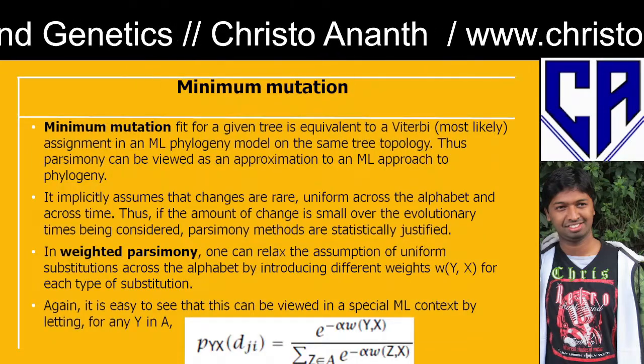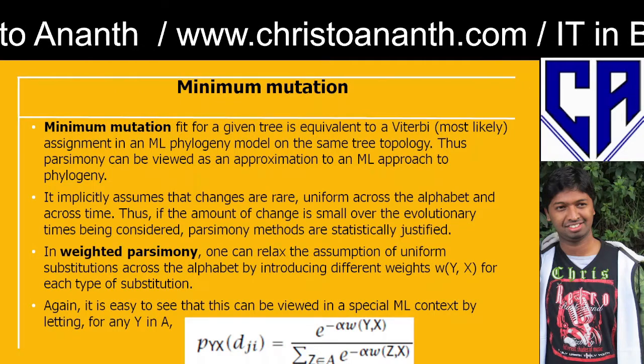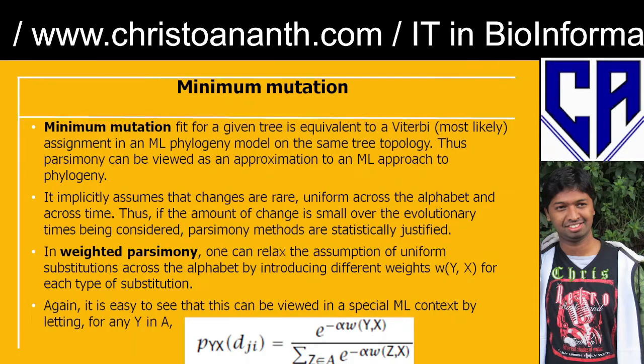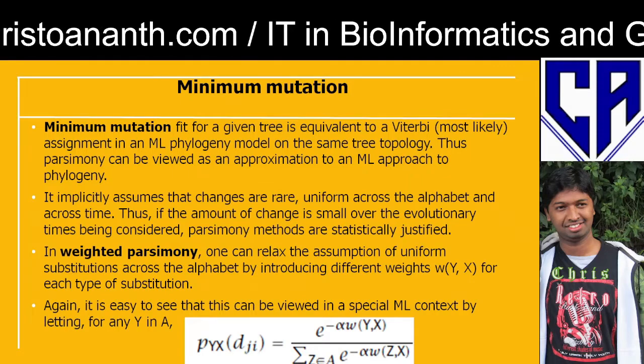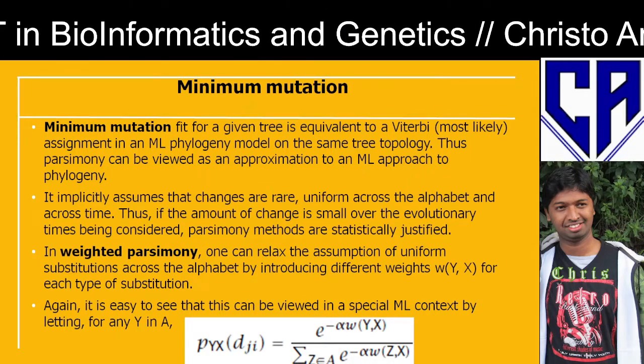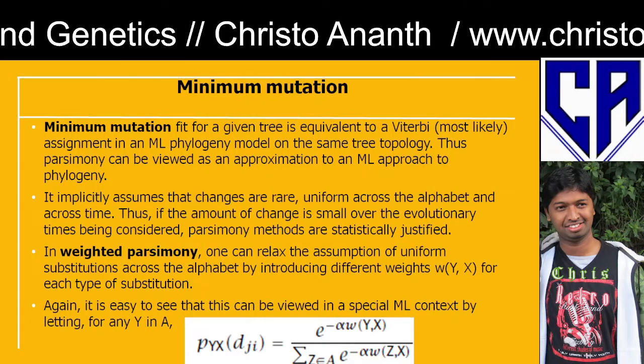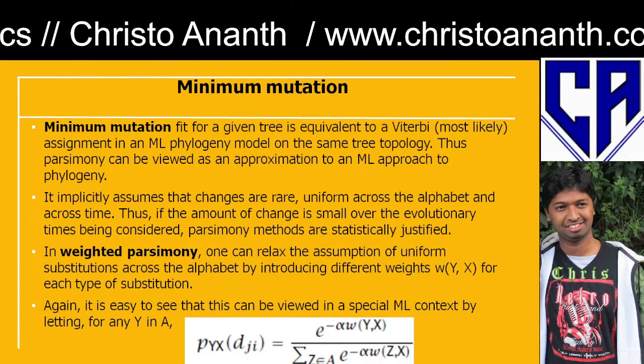Finally, we go with the minimum mutation. For any tree, we will be categorizing the Viterbi code for the assignment of the phylogenetic model. If the rate of change is small for the evolutionary times being considered, then we will go with the parsimony methods.